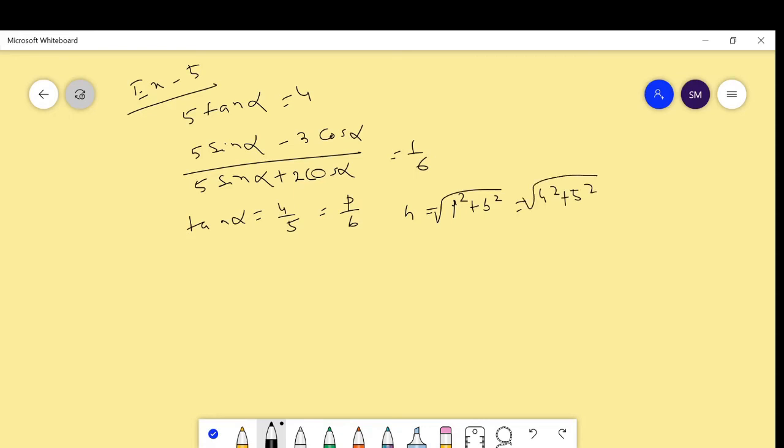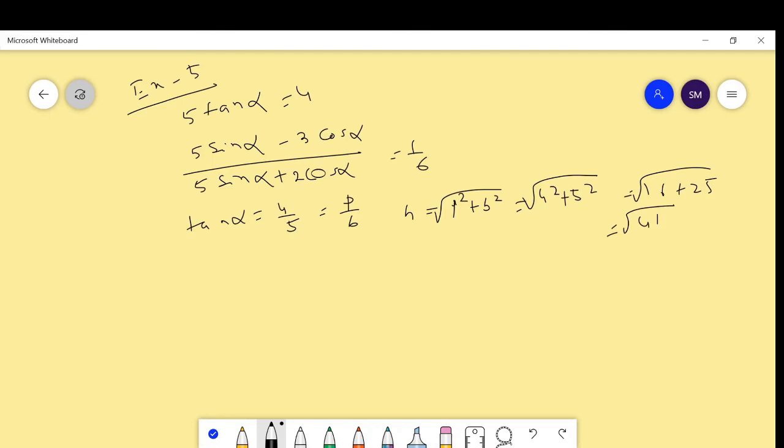Then we get 4 square plus 5 square. Tan alpha is 4 upon 5, sorry, tan alpha is perpendicular upon base. Then this is the square root of 16 plus 25. This is the square root of 41.